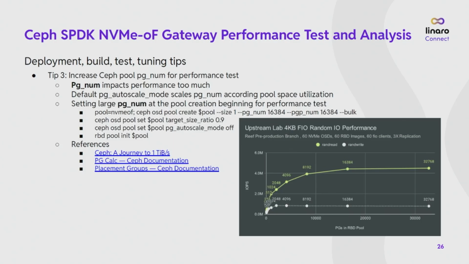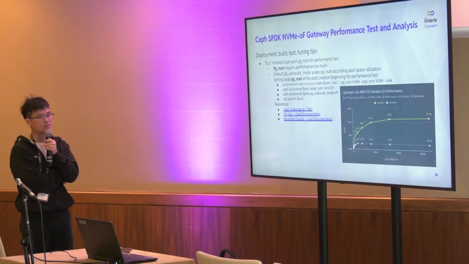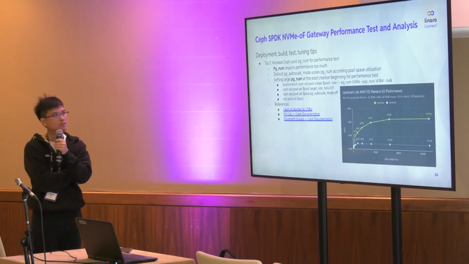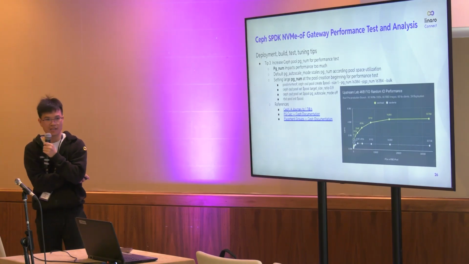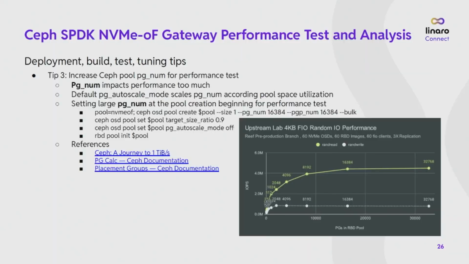Tip 3, we need to increase the Ceph pool PG number for the performance test, because the PG number impacts performance so much, as you can see in the figure in the bottom right. The default PG number is auto-scaled according to the pool space utilization. But if you want to do a performance test at the beginning, you need to increase the PG number to a large one to get good performance.